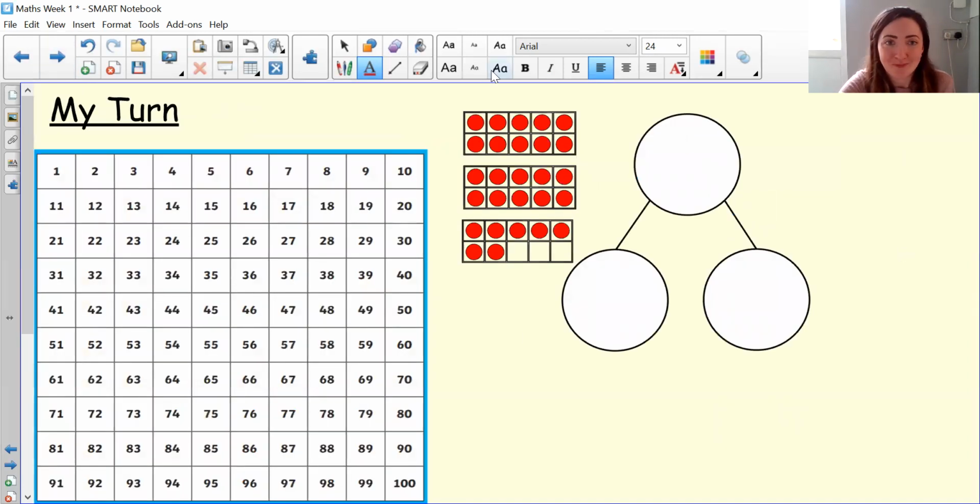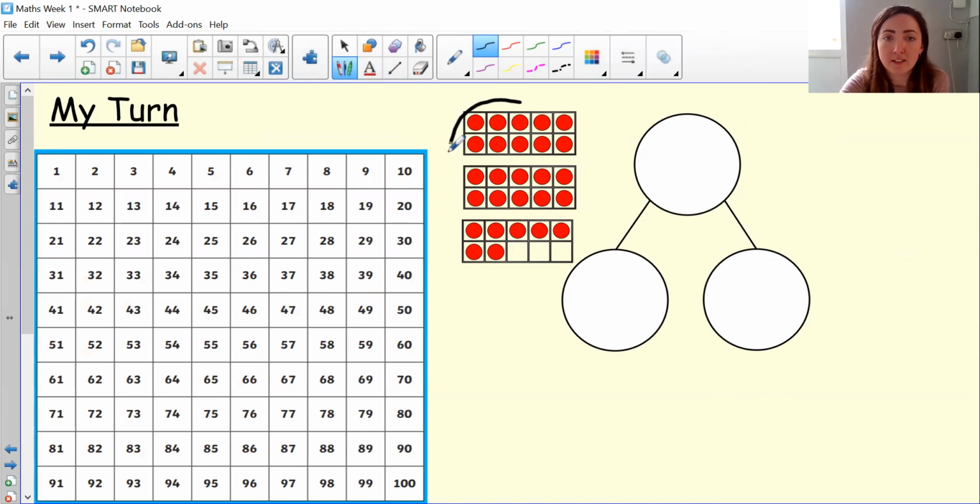Okay, so let's see what we're doing today. We've got a picture here of some 10 frames. Now I can see that there are 2 10s and 7 1s. I'm going to put a circle around the 10s. 2 10s and 7 1s.